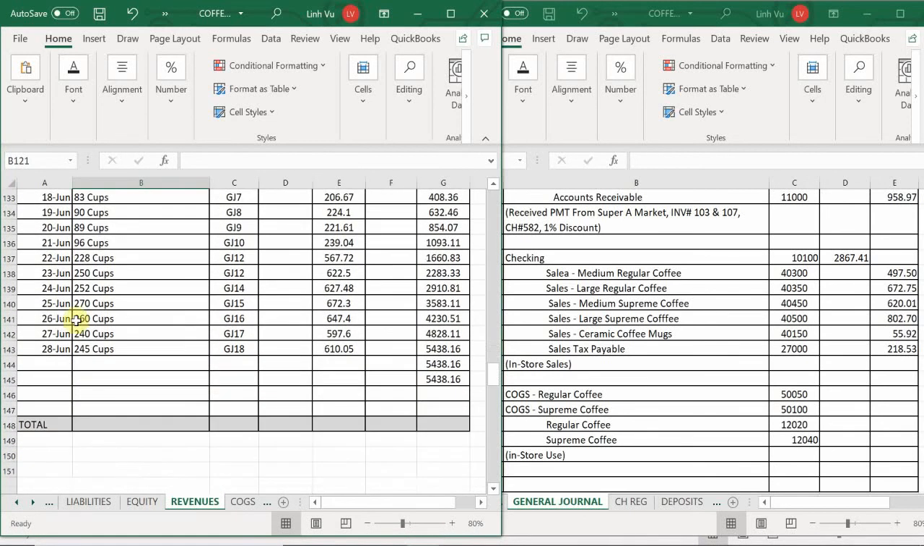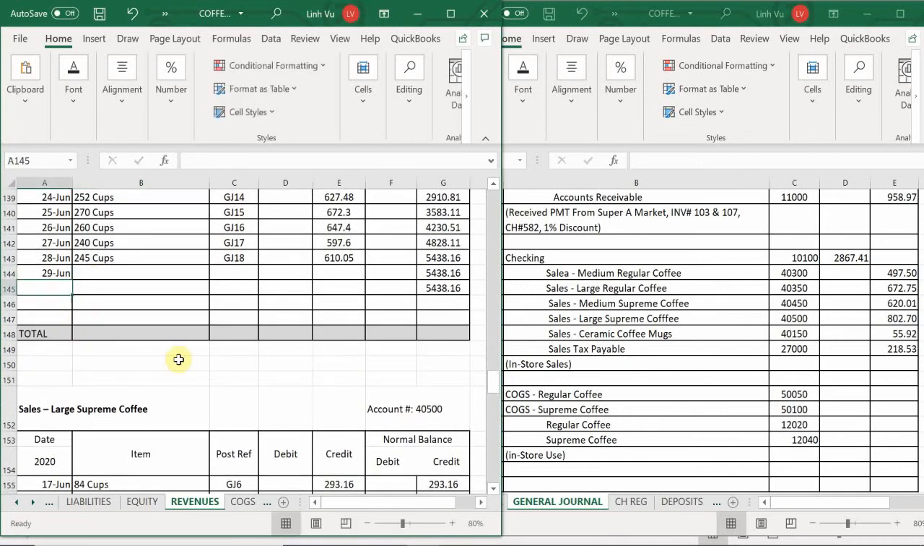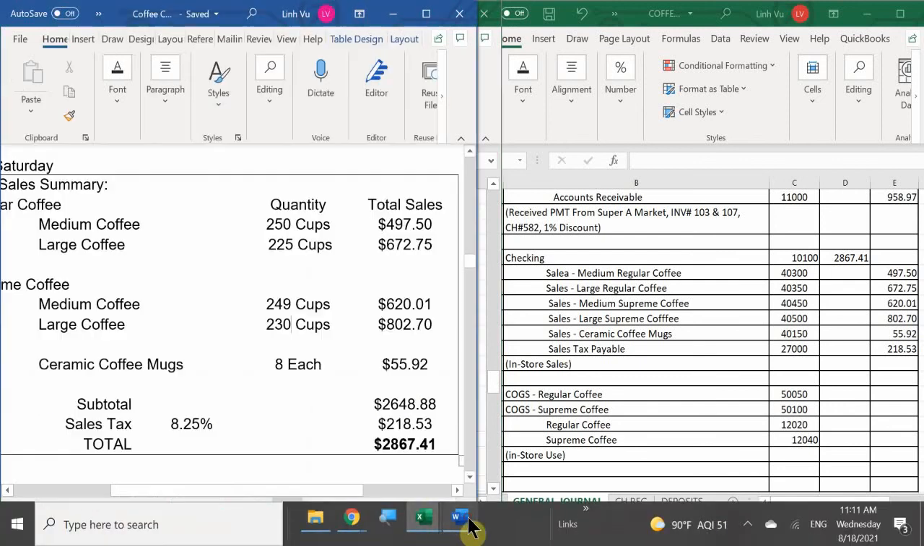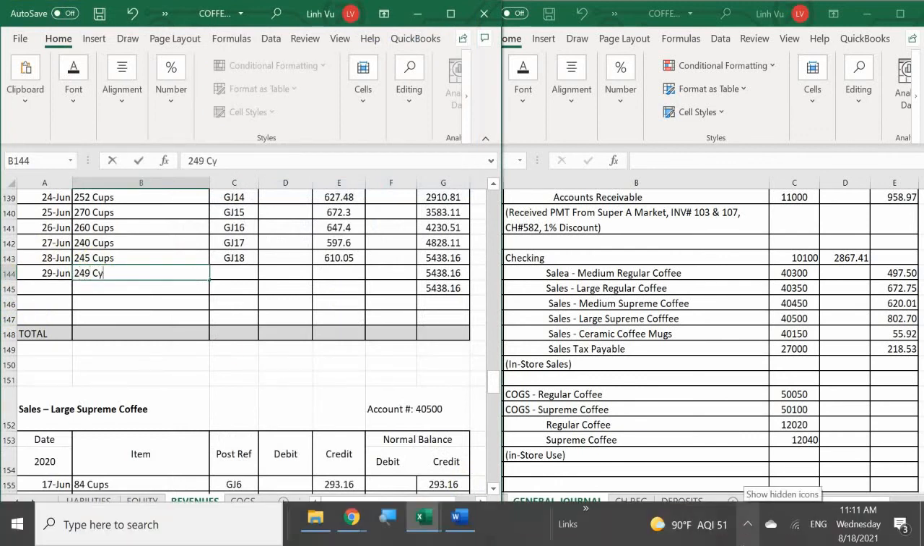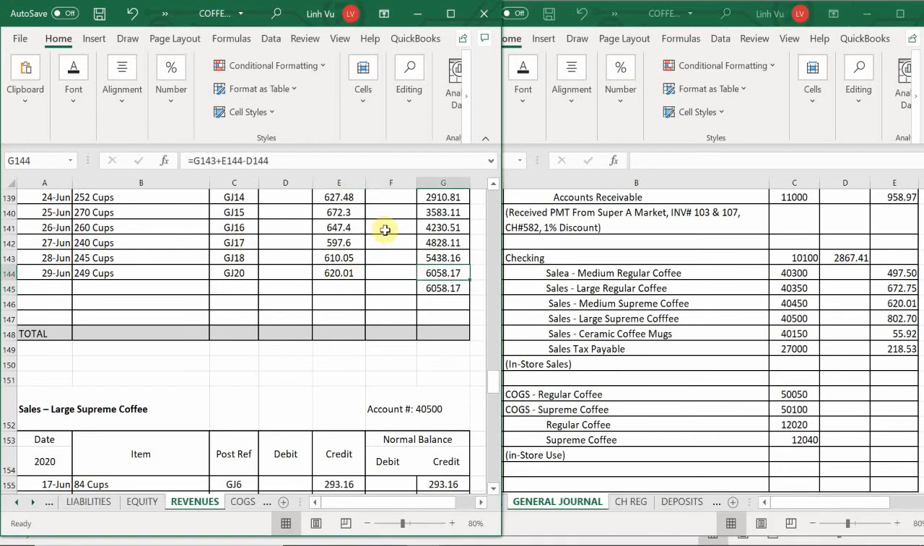Then we have our medium supreme coffees here. We sold 249 cups at a grand total of 620.01, which gives me a grand total of 6,058.17. Good. Okay.